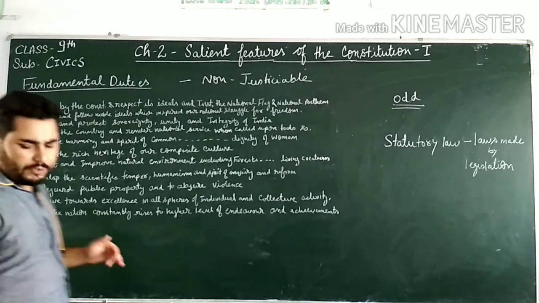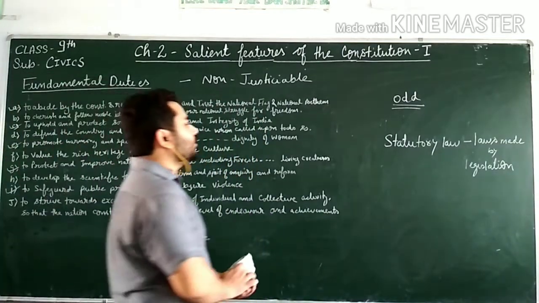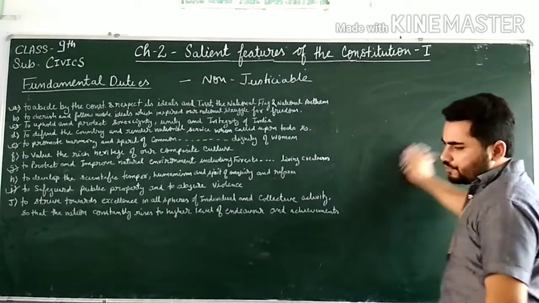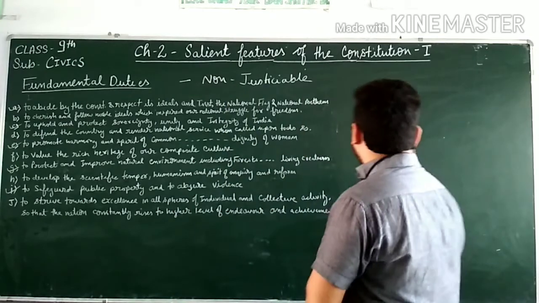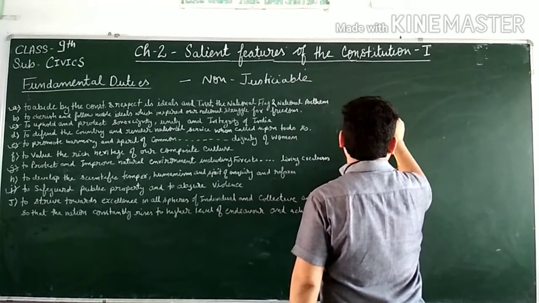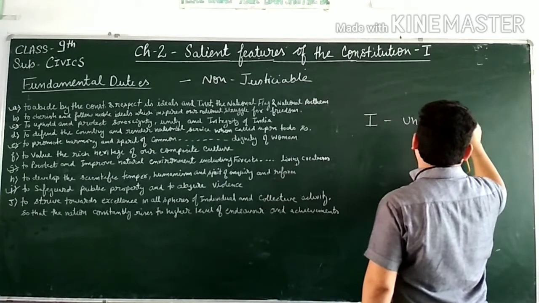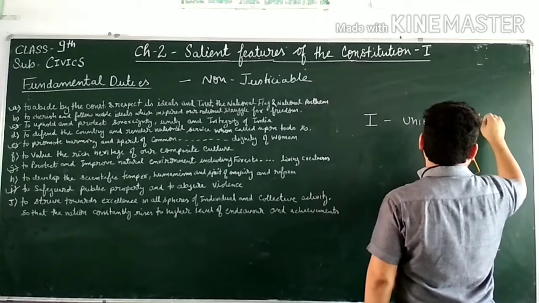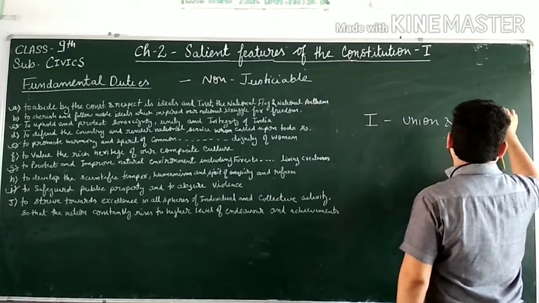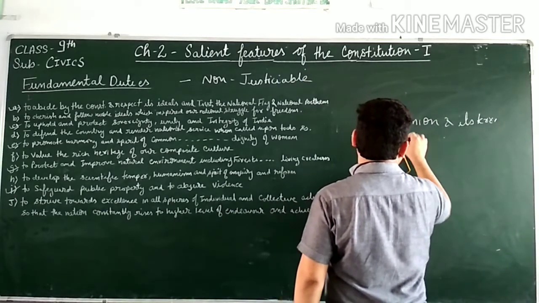Now I forgot to tell you where these fundamental duties are written. We know that in the first part of our constitution, what is written? The definition of the Union and its territories is written in the first part of our constitution. Then the second part, citizenship, is written.